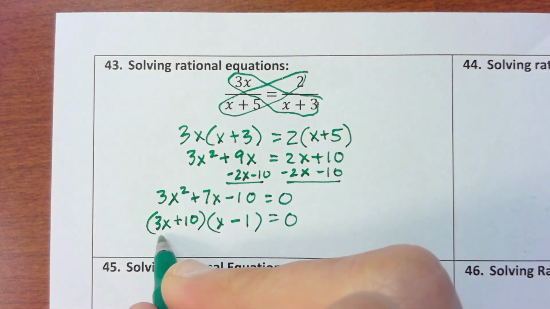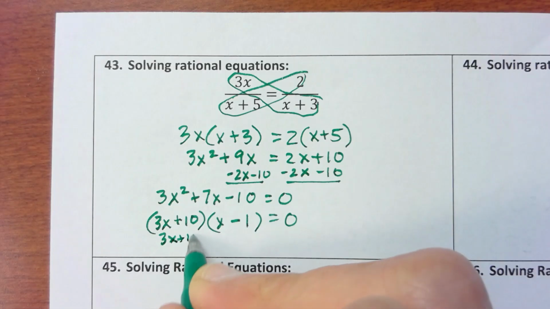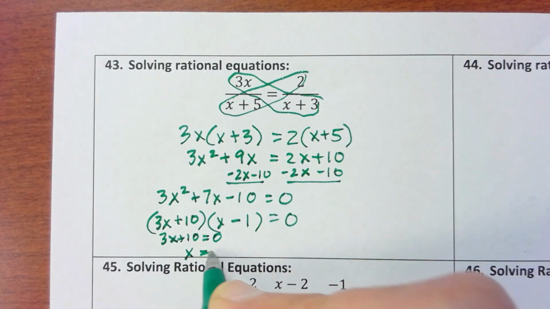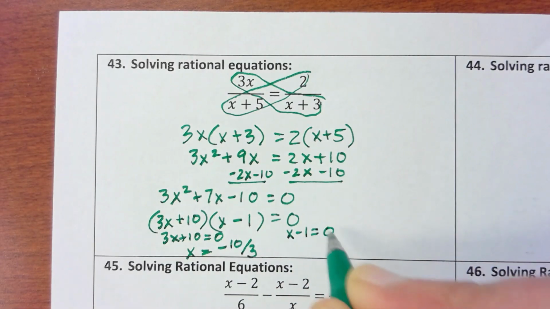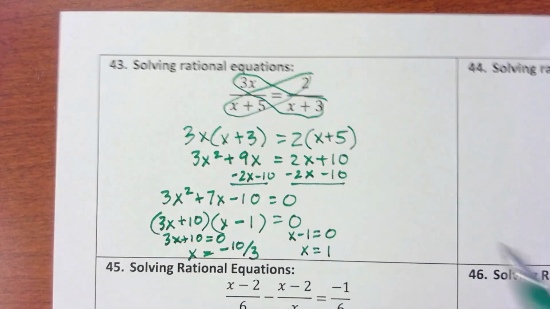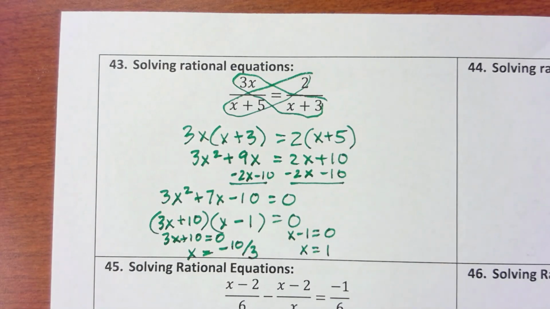Okay, so make your little mini equations. 3x plus 10 equals 0. So x equals negative 10 thirds. X minus 1 equals 0. X equals 1. I do want to check to make sure that these are not excluded values.